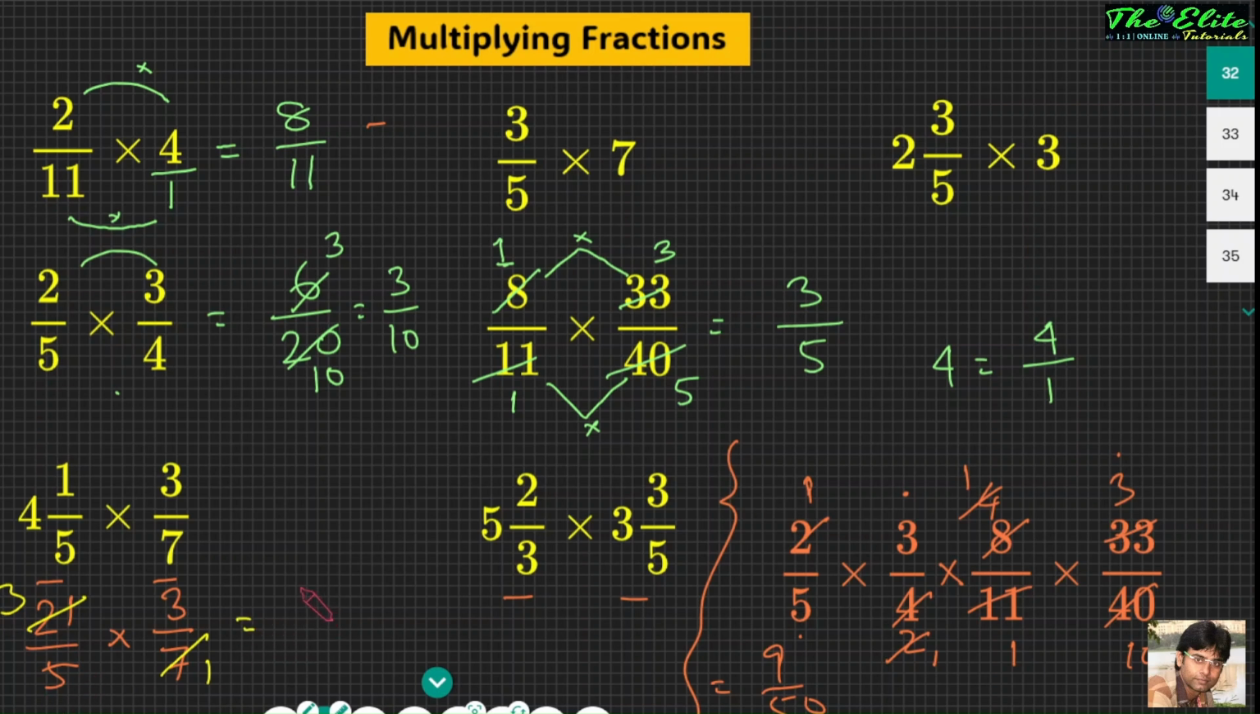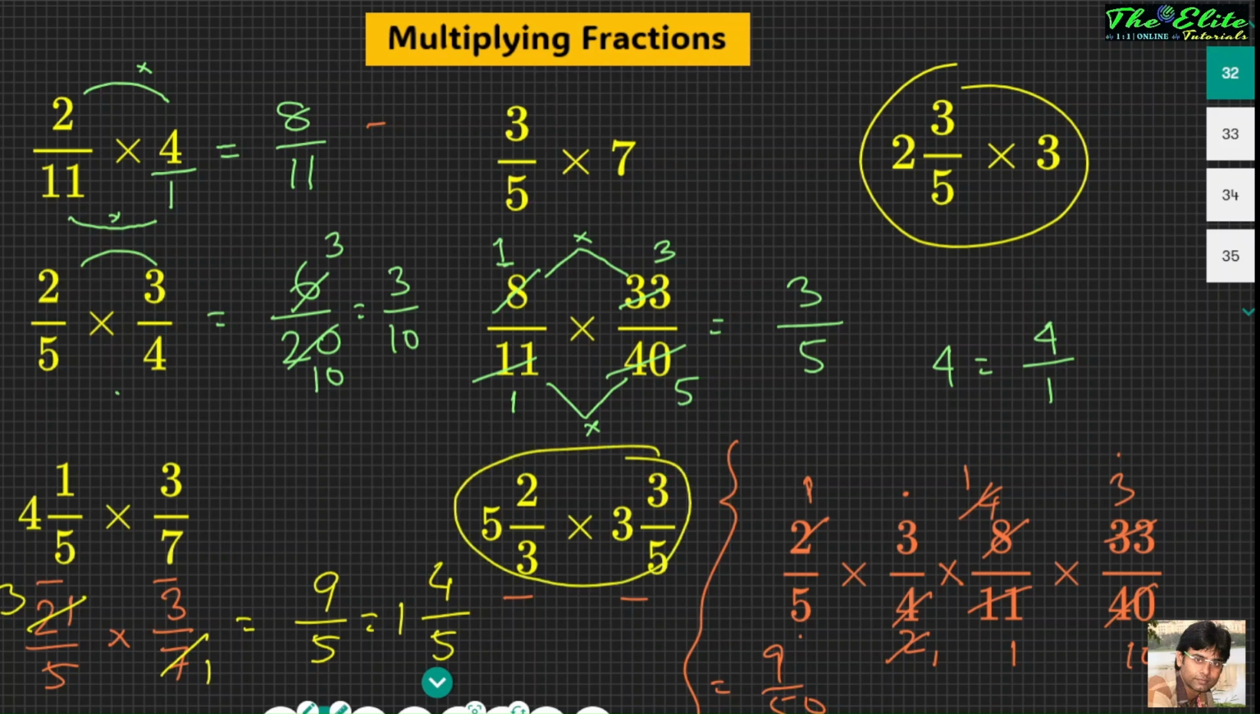We don't have anything common, so now we will multiply 3 times 3. It will give us 9 and this will be 5. This is an improper fraction. Improper fraction will always be changed or converted into a mixed number as your final answer. So it is going to be 5 times 1, 5, 9 minus 5 is 4, 4 I will write there. I hope this question, or any question if I have left like this, can be easily solved by you. Okay, so let's move to the next slide.